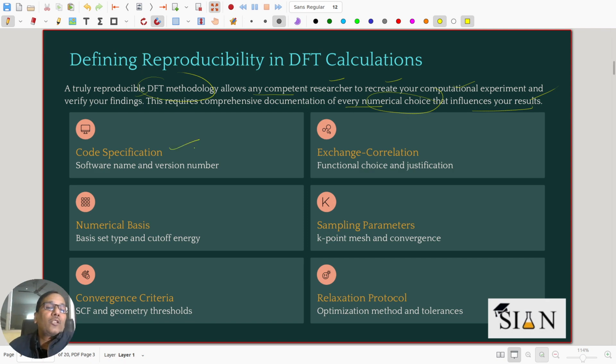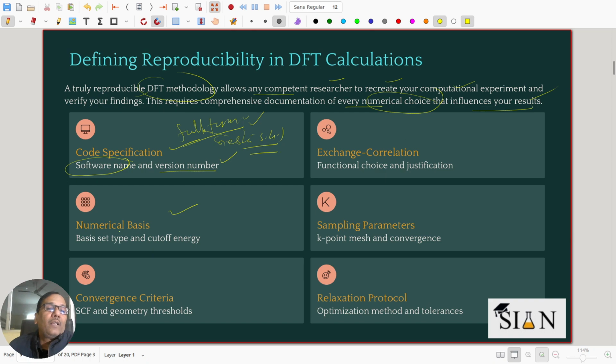First is the code specification, and we have to use the software name with the version number, for example, SIESTA 5.4.1. When you write your methodology section, take care of this, and write the version, and even the full form of SIESTA must be mentioned in the methodology section.